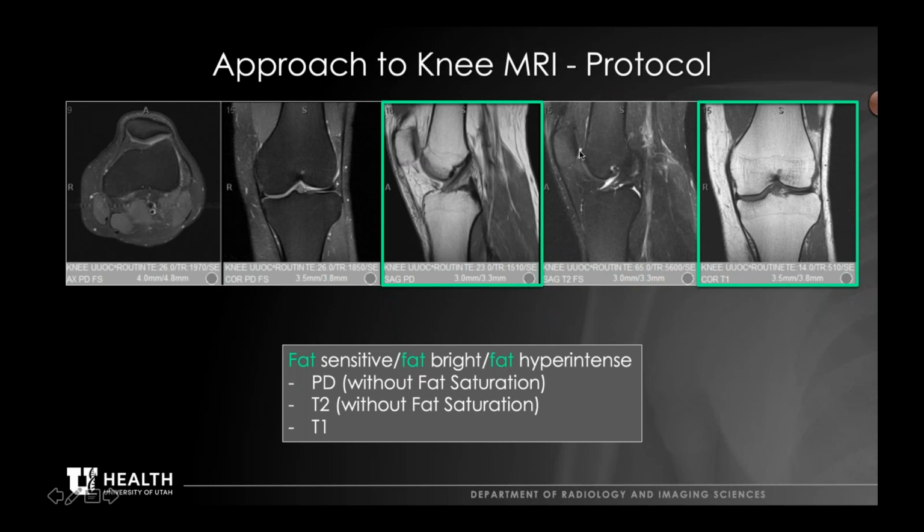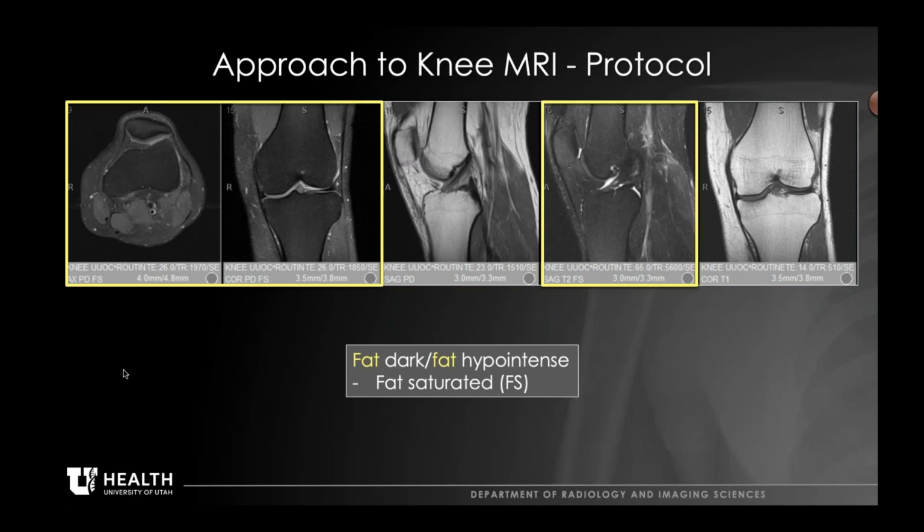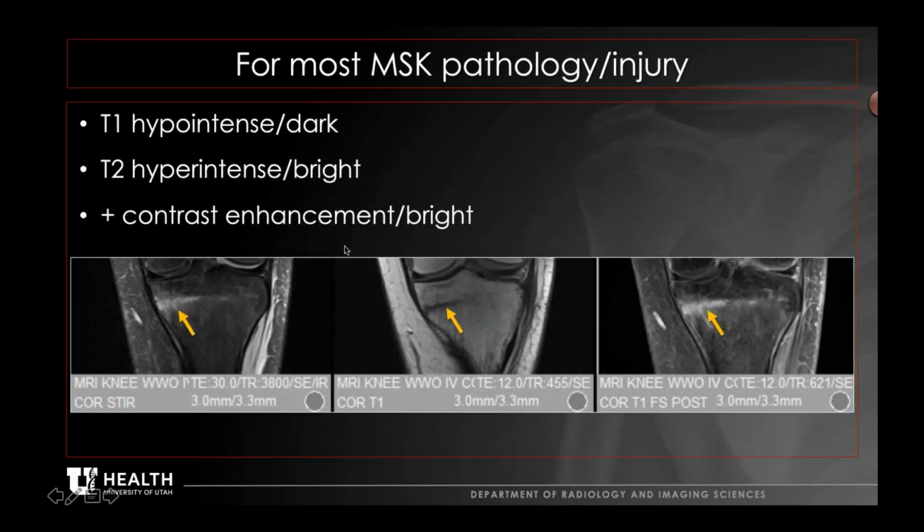Looking for areas where there's fluid bright. So this is a fluid sensitive sequence. You can see there's fluid bright here. There's fluid bright here. So I think about it in terms of fat sensitive and fluid sensitive. And same thing, you can see the fat is dark here. So the fat is suppressed in these particular sequences. Okay. So this is an important thing to know for most MSK pathology, including injuries.